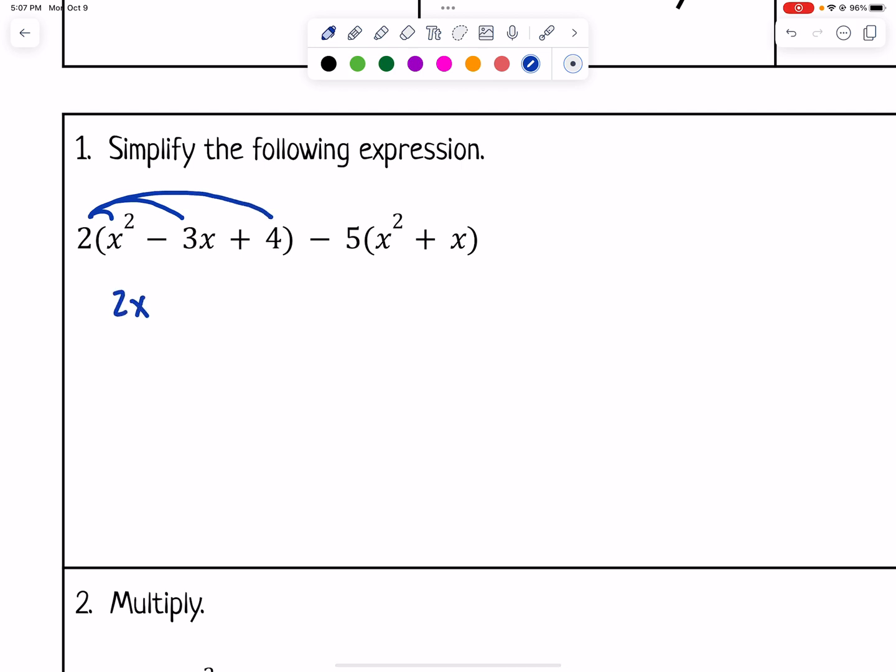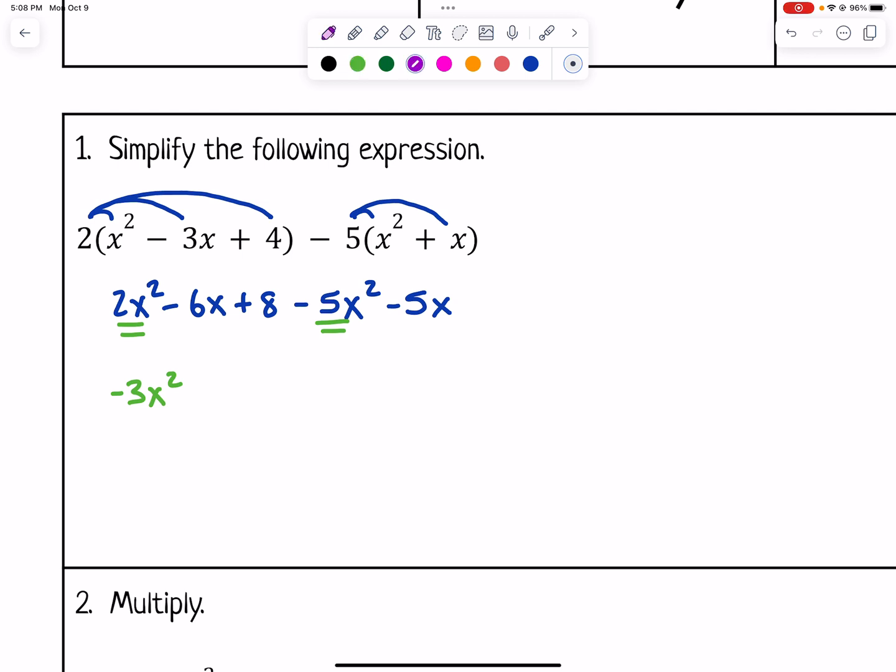So we would get 2x squared minus 6x plus 8. And then we want to distribute the negative 5 to the binomial. So we would get minus 5x squared minus 5x. Then we want to look for like terms that we can put together with the highest exponent first. So we have 2x squared minus 5x squared will give us negative 3x squared.